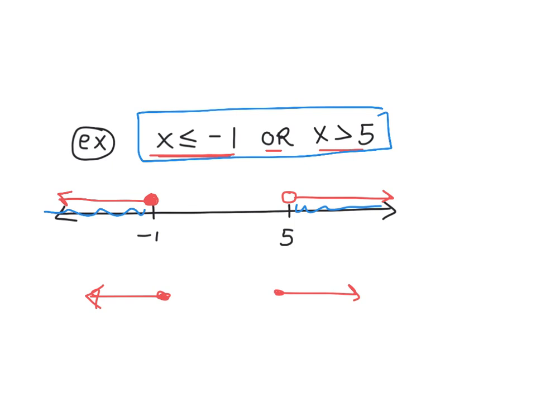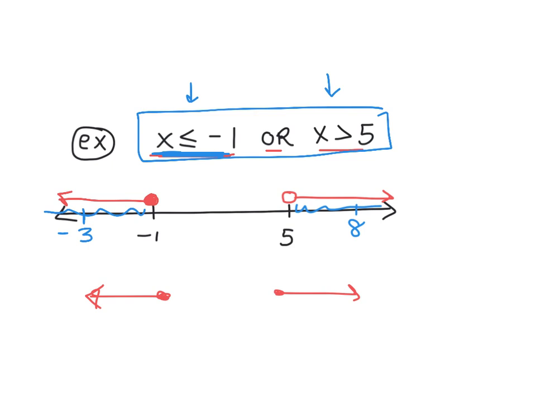So if I pick a number like -3, -3 is less than or equal to -1. It's not also greater than 5, but that's okay. It doesn't have to be. Or if I pick the number 8, 8 is greater than 5. Again, it's not also this, but it doesn't have to be. It's one or the other that makes it true.